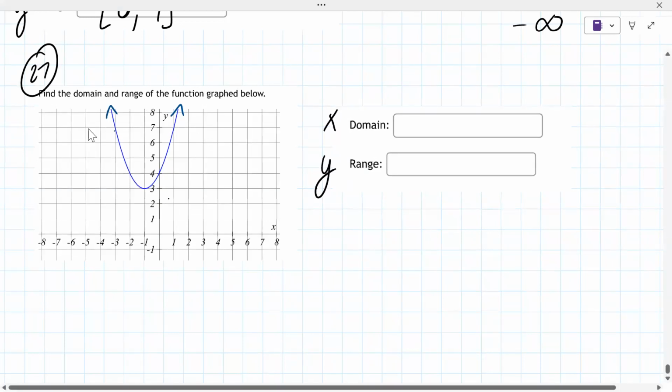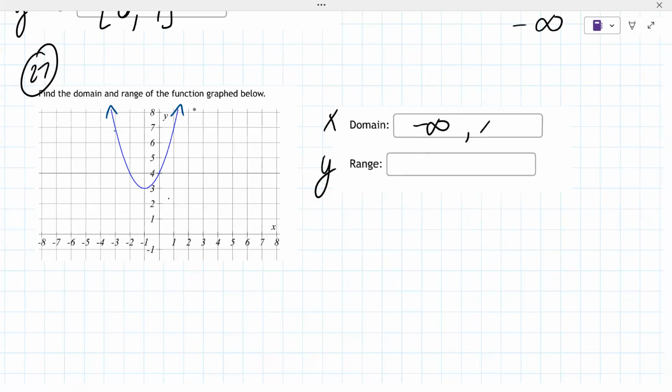How far left does this go? It goes left forever, to negative infinity, even though it doesn't look like it. It looks like it goes more up than to the left, but it's still going left forever. How about over on the right? I know it's going up forever, but is it going to the right forever? Yes, because there's any movement to the right.